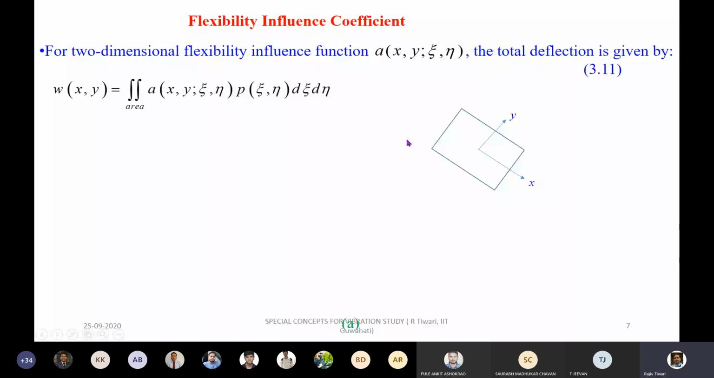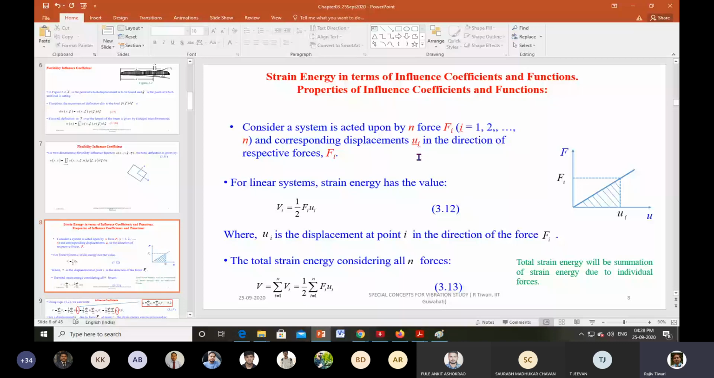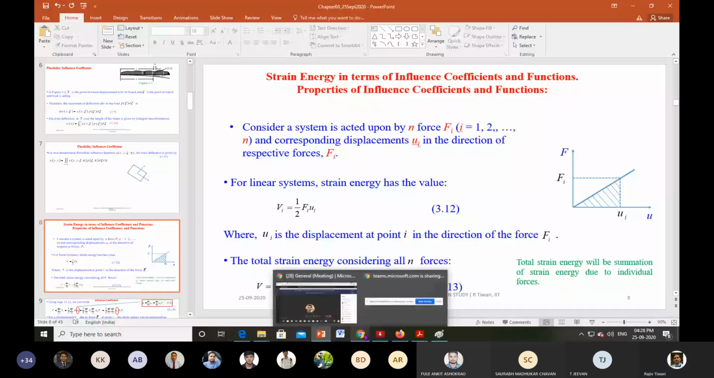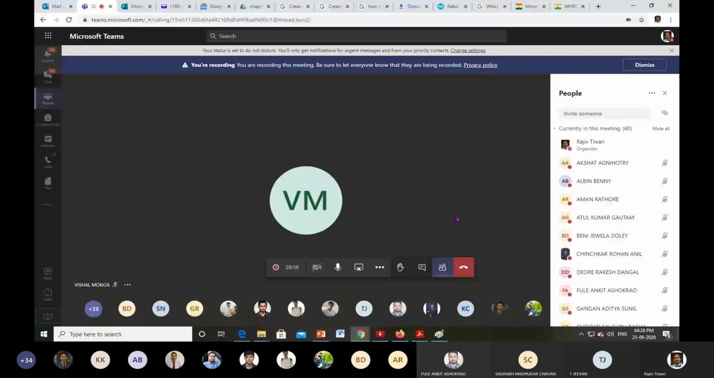Okay. So if you have any query till now, I will ask, or you can ask some questions. Otherwise, I will proceed for how to find out the energy and other things in terms of the general or influence coefficients. Okay. So there is no question.